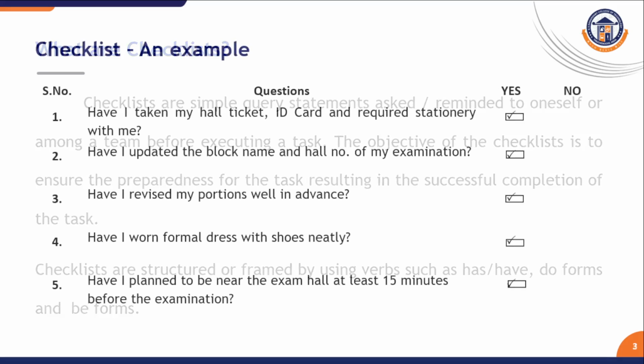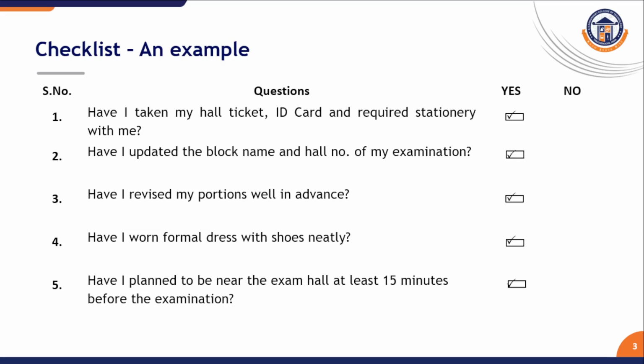Please take it for granted that you have to follow only one verb form, either it may be have or has, or it may be only do forms, or it may be some are verb, be verb. Okay. Now you can say, find an example for a checklist.